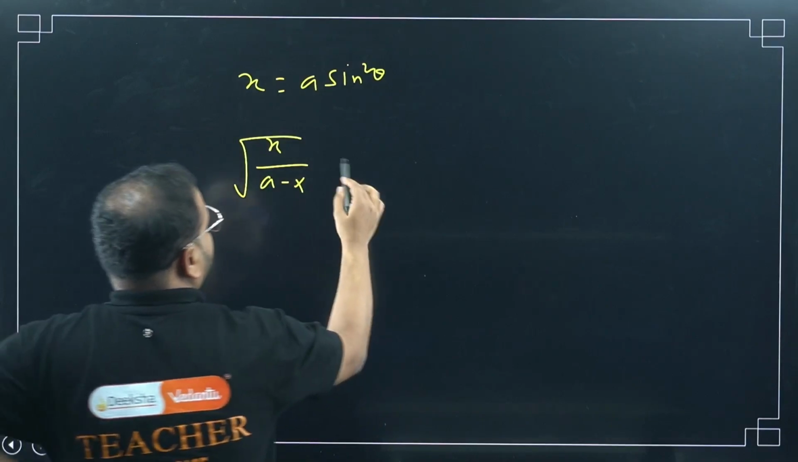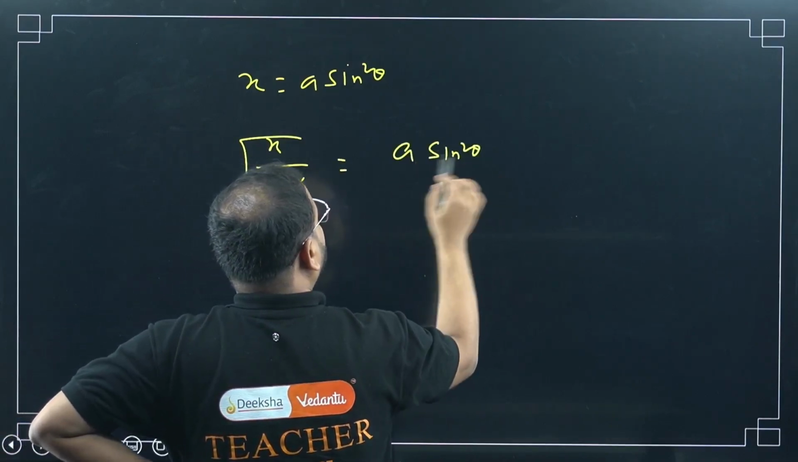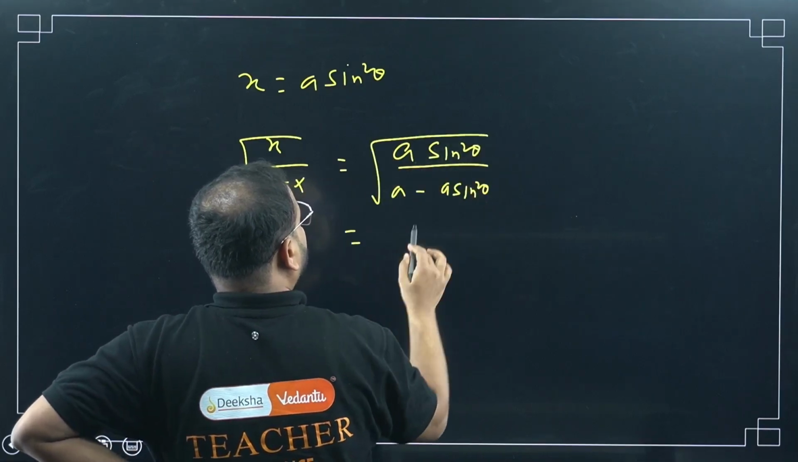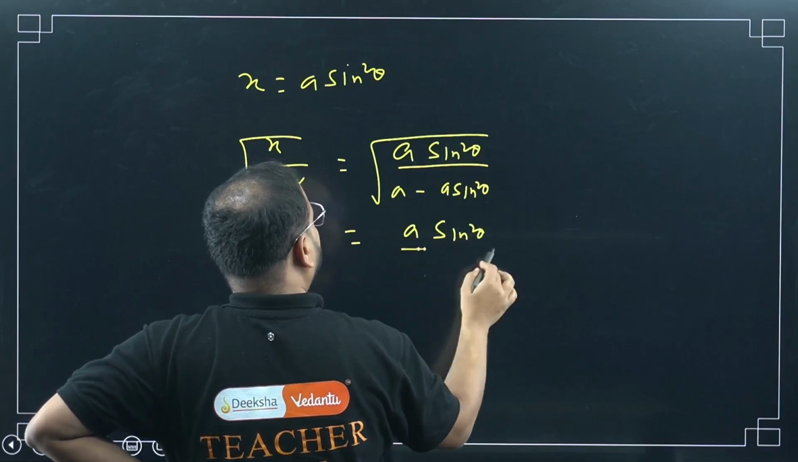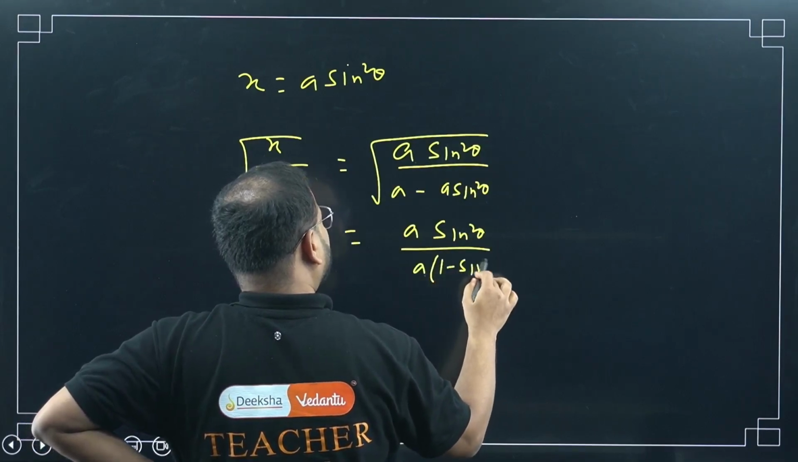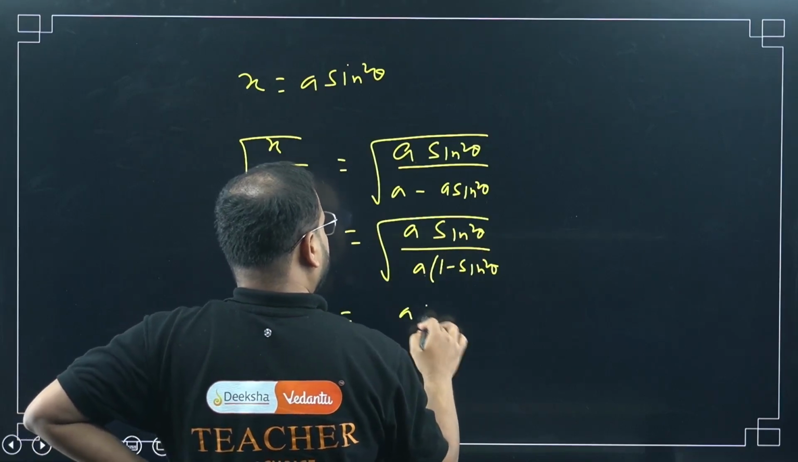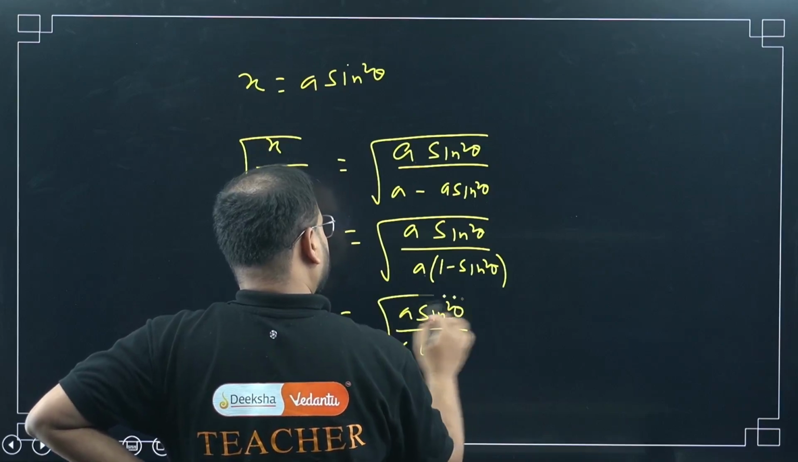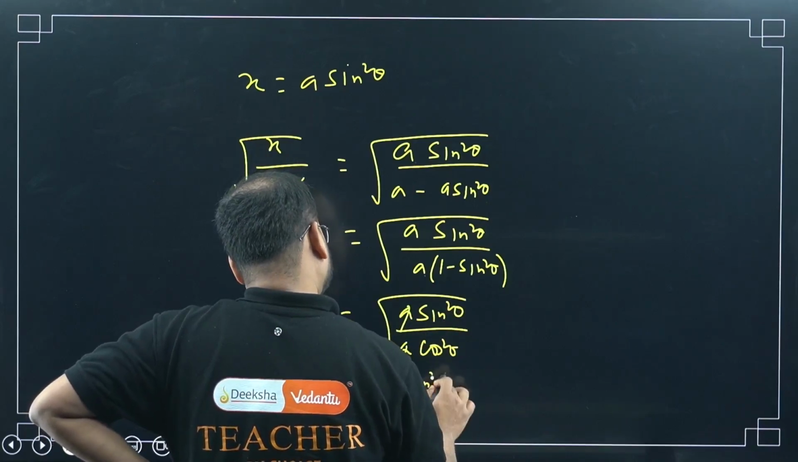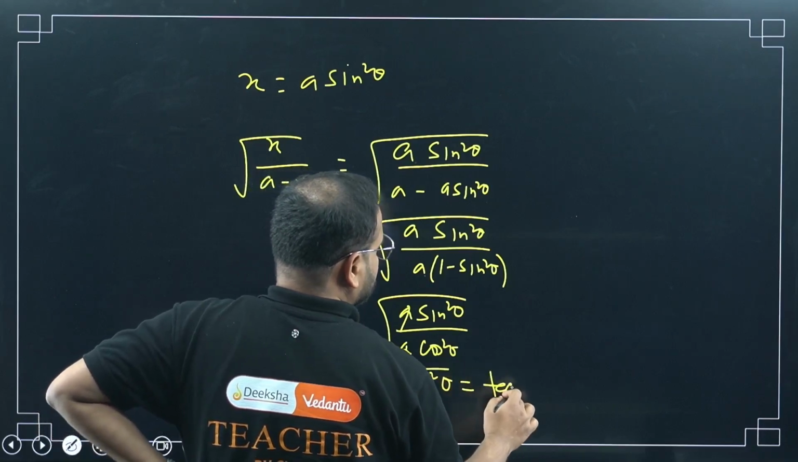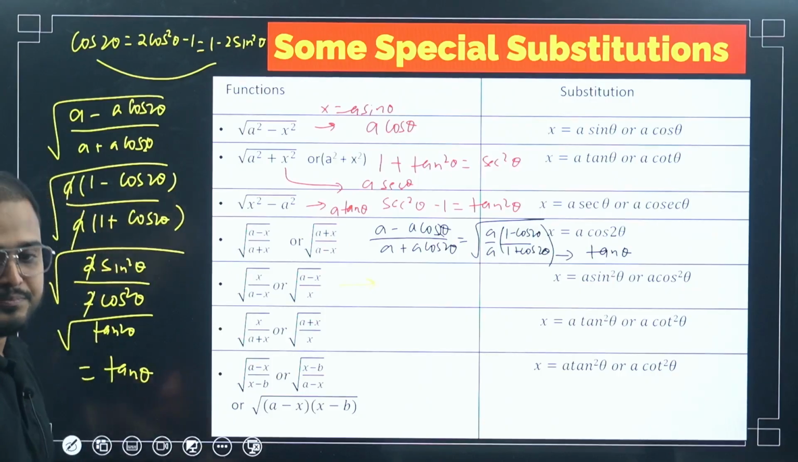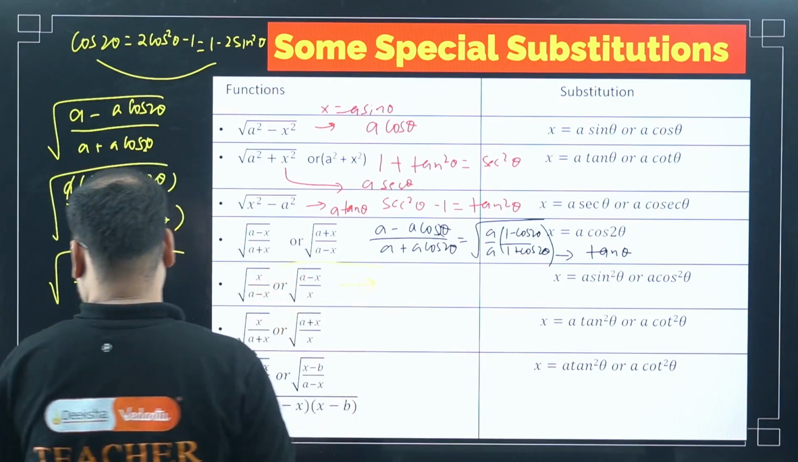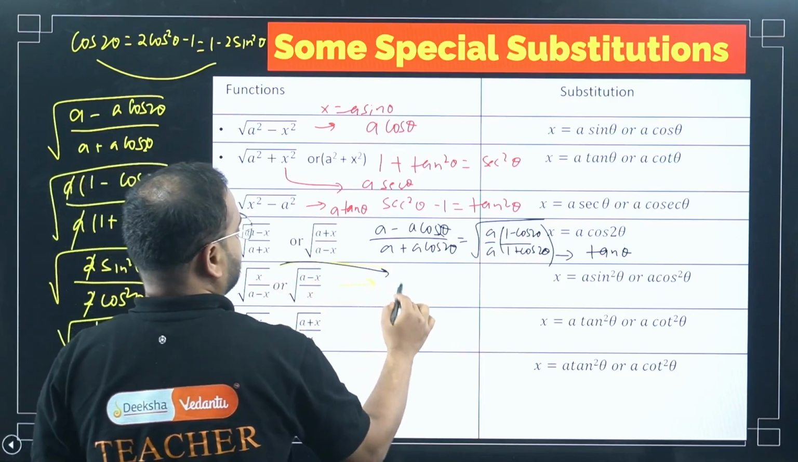Please check here. a sin square theta in the numerator, a minus a sin square theta. What will this be? a sin square theta upon a, you take common 1 minus sin square theta, right? And all this will be a sin square theta upon a cos square theta. a and a go out. How much is that? tan square theta. Okay, and its root is tan theta, so you get it as tan theta.